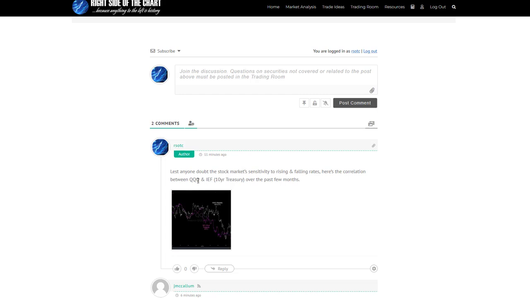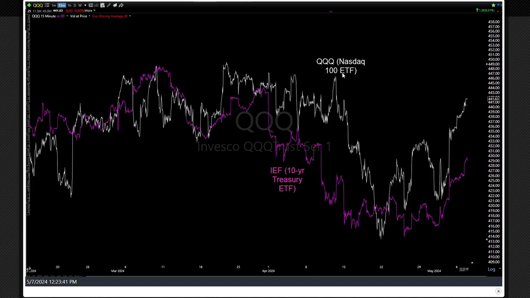So I posted this, lest anyone doubt the stock market's sensitivity to rising and falling rates. This is the NASDAQ 100 here in white, going back a couple months. This is a 15-minute chart, but that doesn't matter. I just use line charts going back into February. And so you can see the unmistakable correlation. Remember, this is the 10-year IEF, when bond prices are going up, rates are going down. So the stock market rallies. Bond prices fall, means rates are then rising, stocks fall.